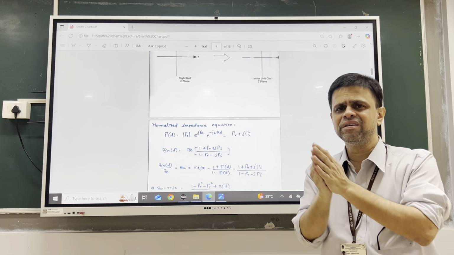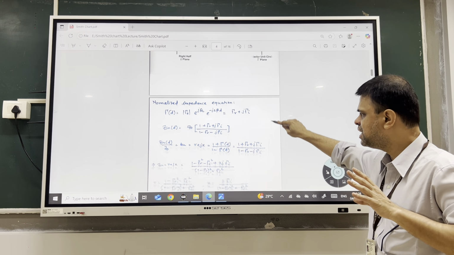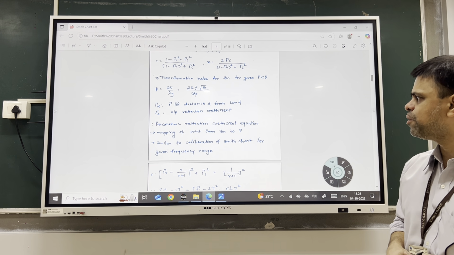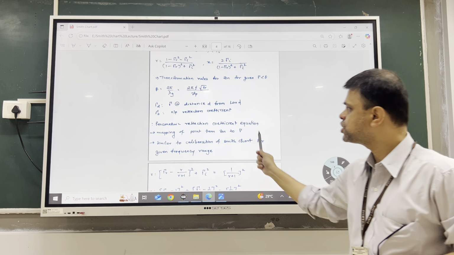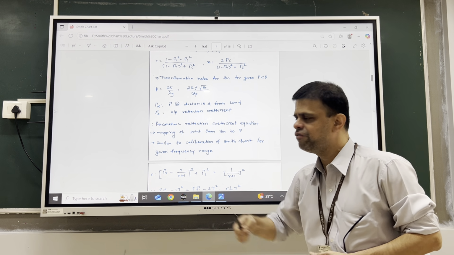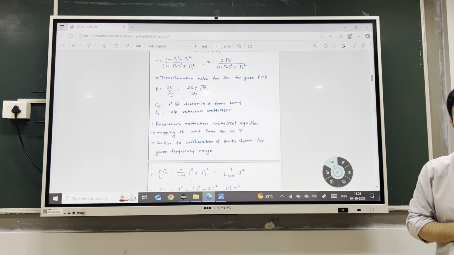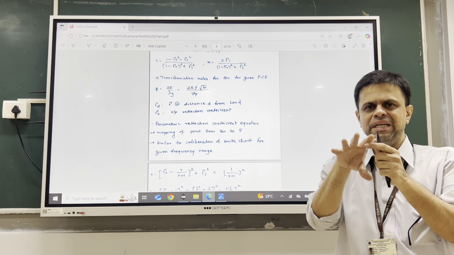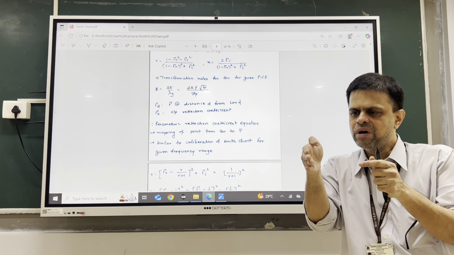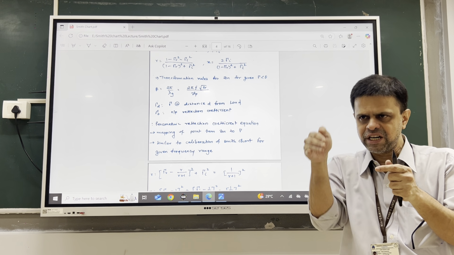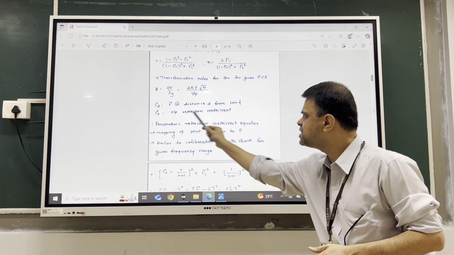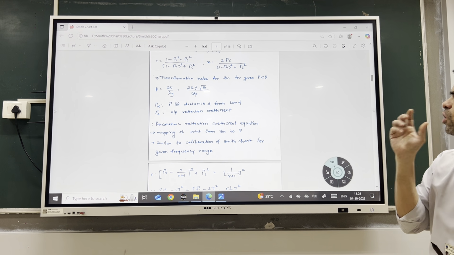I will not get into the mathematical analysis of this because you can refer to the book. We will just understand there is one important equation. It is called the parametric reflection coefficient equation of the Smith chart. It basically helps you to transform your impedance domain, that is the first and the fourth quadrant, to the reflection coefficient domain. That process is called the parametric reflection coefficient equation.